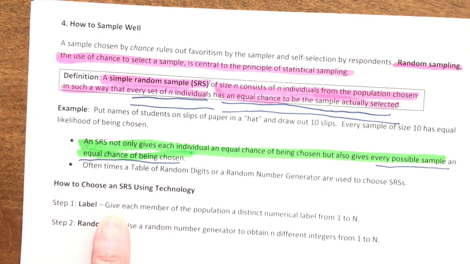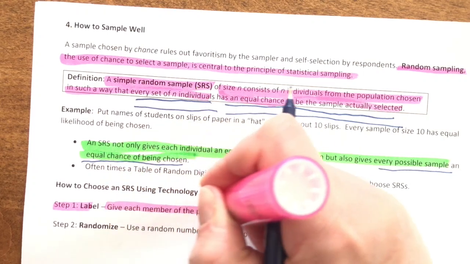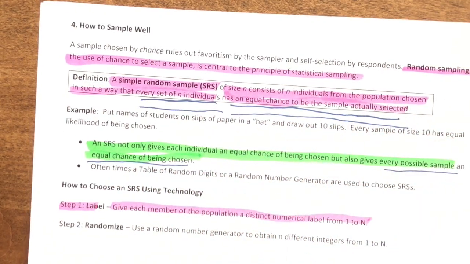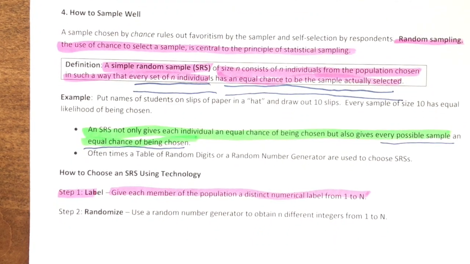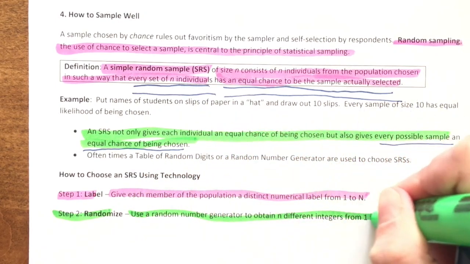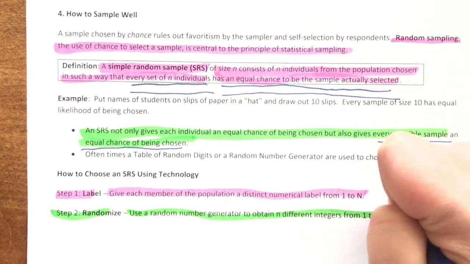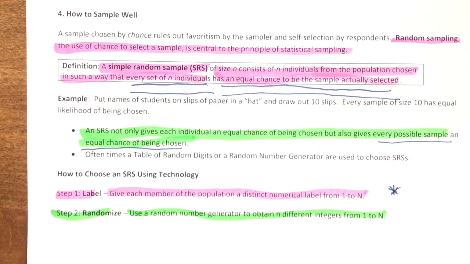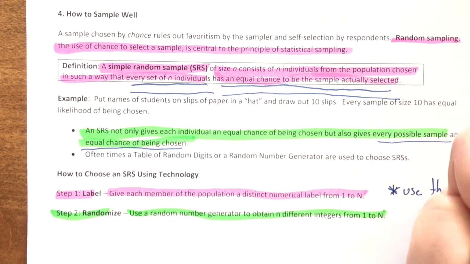You're going to give each member of the population a distinct numerical label from 1 to n. So step 1 is you are going to have to label, and we'll see that in just a minute, how we're going to label the members of our population from 1 to n. After we label them, we're either going to use our calculator or we're going to use our table of random digits to randomize. So we will use a random number generator to obtain n different integers from 1 to n. Okay, so when they're asking you to explain how you're going to choose your random sample, you need to use these steps.